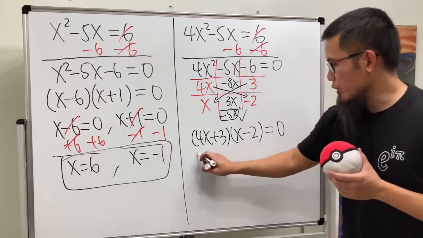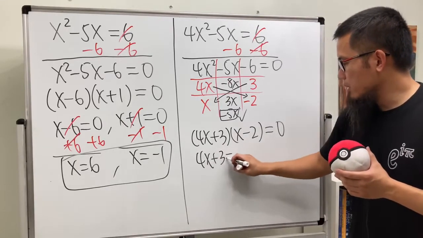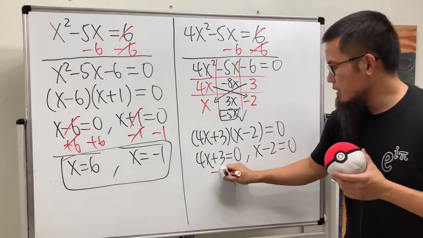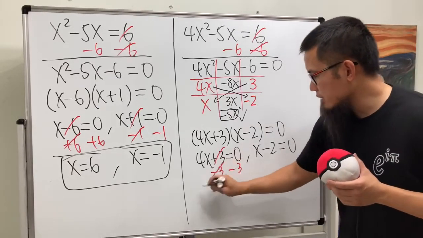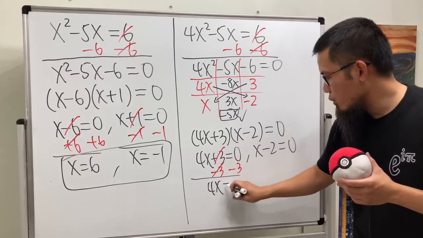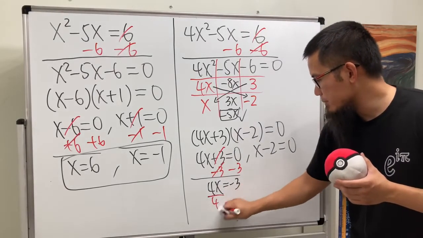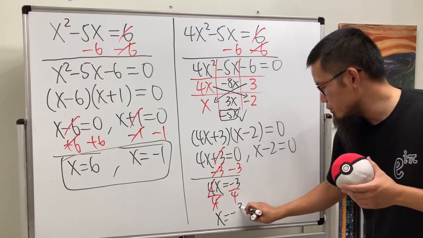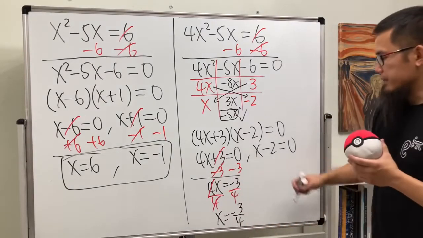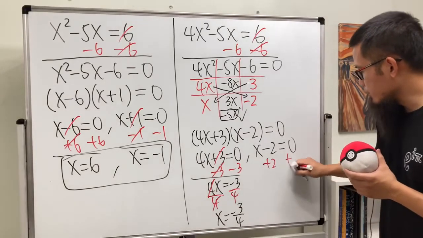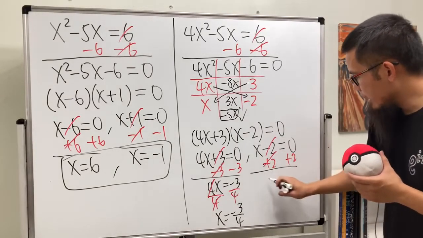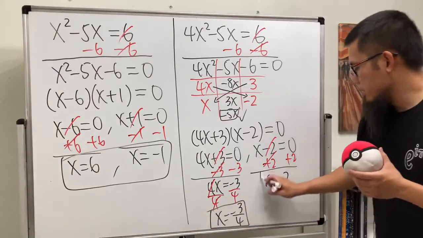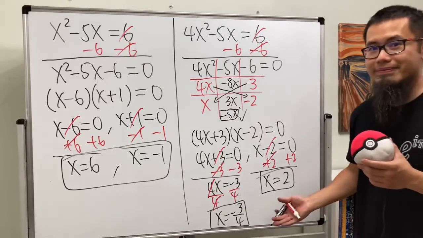And again, we can just do the rest, right? 4x plus 3 make it equal to 0, and then the other one equal to 0. And for this, minus 3 on both sides, cancel these guys out, and then 4x equals negative 3, divide both sides by 4. Cannot reduce it, so just write it as negative 3 over 4. And for the second one, we just add 2 on both sides, and we have x is equal to 2. So as we can see, we have these two answers right here. And that's it.